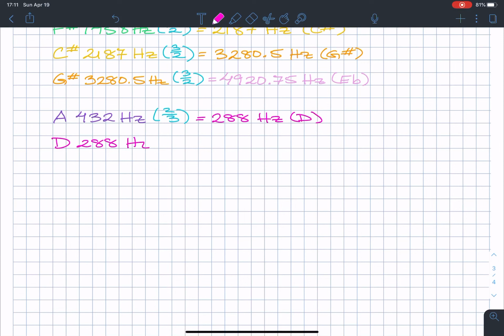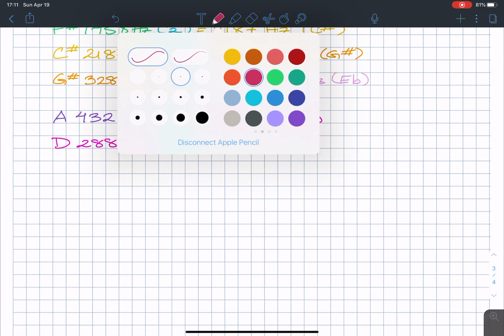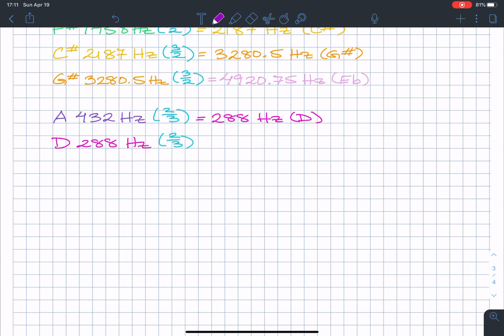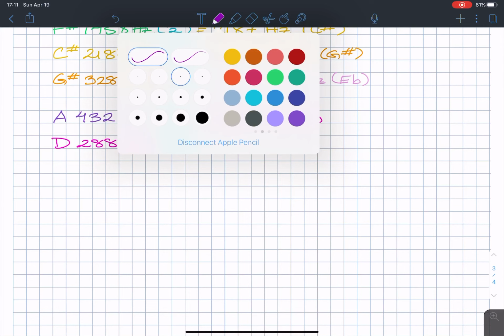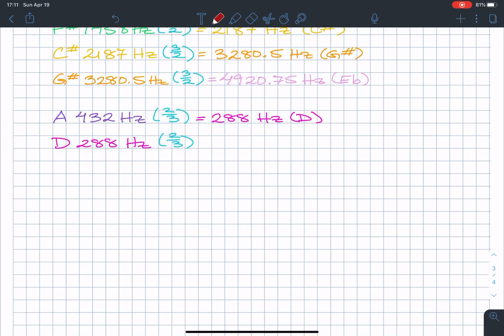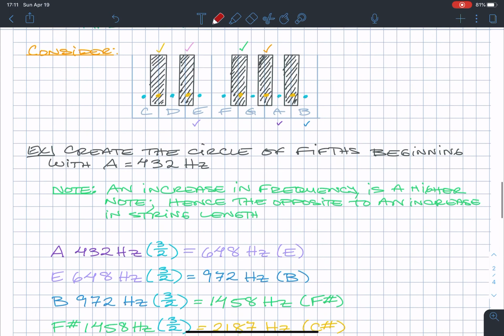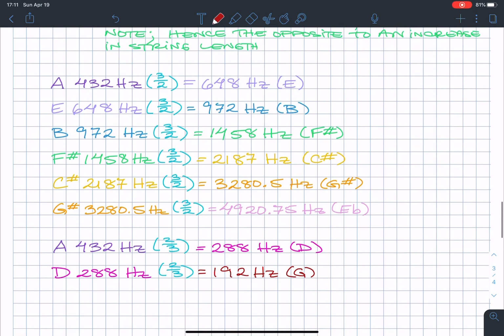And I'm going to go down a fifth. So I'm going to multiply by 2/3. So what that's going to get me... it really doesn't look different enough. It's darker. How about this one? Oh boy, I've already used all these colors. What do I do? This is a bit darker. Okay, so if I go down 2/3 from 288, I got 192 hertz, which is a G. Okay, so I've got my G now. I've got my D, which was in hot pink.